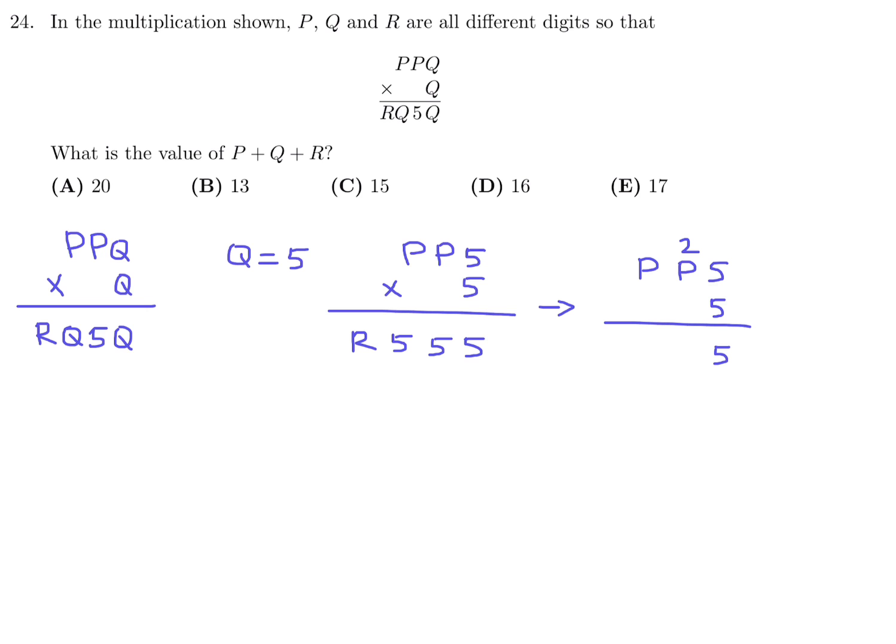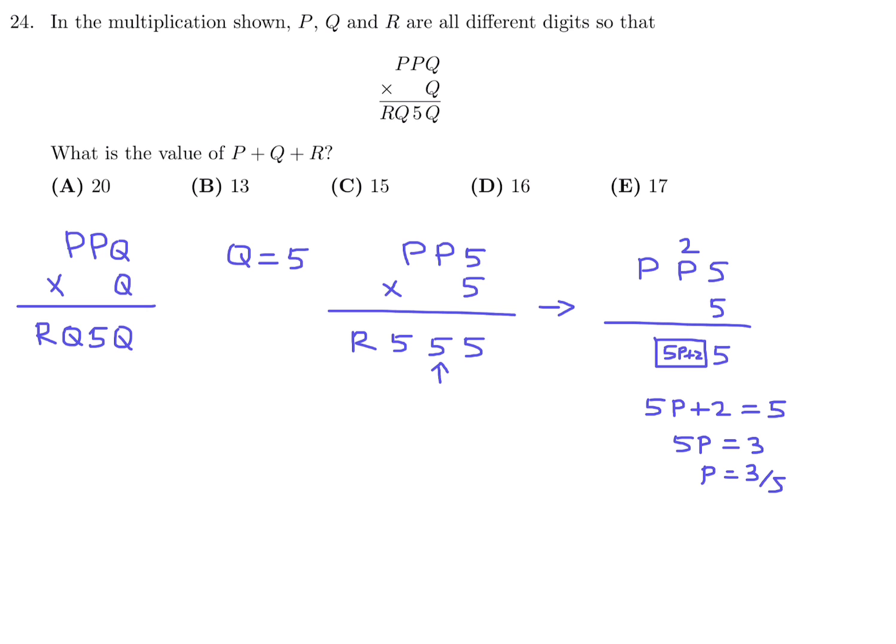5P and then plus 2. So 5P plus 2 has to go in here, and that represents this 5. Correct? So that means that 5P plus 2 has to be equal to 5. So that means 5P is equal to 3. So P is equal to 3 over 5.